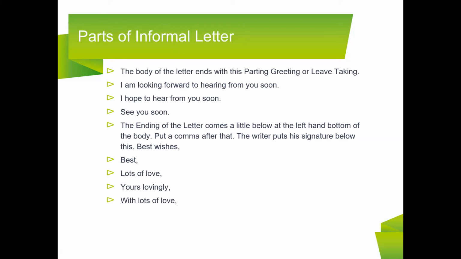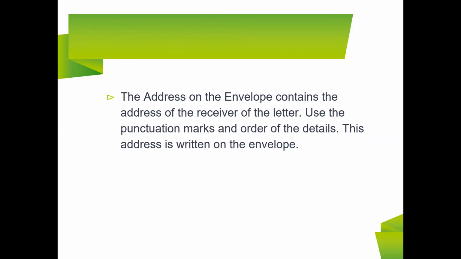Look at this. When you write yours, we don't use an apostrophe in this word. Usually when you write yours, you might put an apostrophe, but when you write a letter, don't put an apostrophe in yours. So these are some of the endings of the letter: best wishes, best, always followed by a comma. And then this ending is followed by the signature of the person.